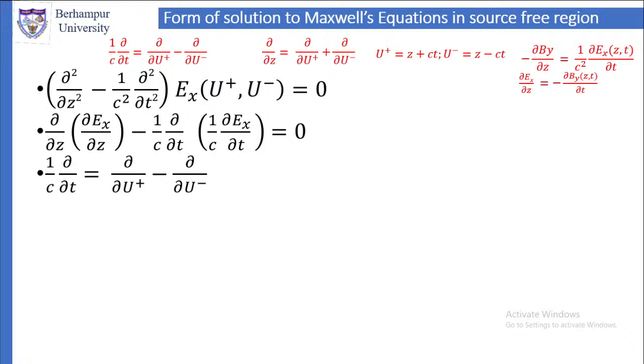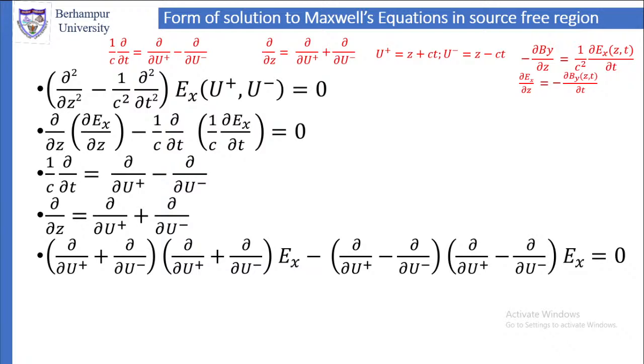Now look at the bracketed term. On the left hand side, the second term, if you consider the bracketed term, we have 1/c ∂/∂t operating on Ex. But 1/c ∂/∂t is equal to ∂/∂u+ minus ∂/∂u−. Similarly, on the first term on the left hand side is ∂/∂z operating on Ex. ∂/∂z is equal to ∂/∂u+ plus ∂/∂u−. So let me put that. If we put that, that will give me (∂/∂u+ plus ∂/∂u−) operating on (∂/∂u+ plus ∂/∂u−), so the whole thing will operate on Ex.